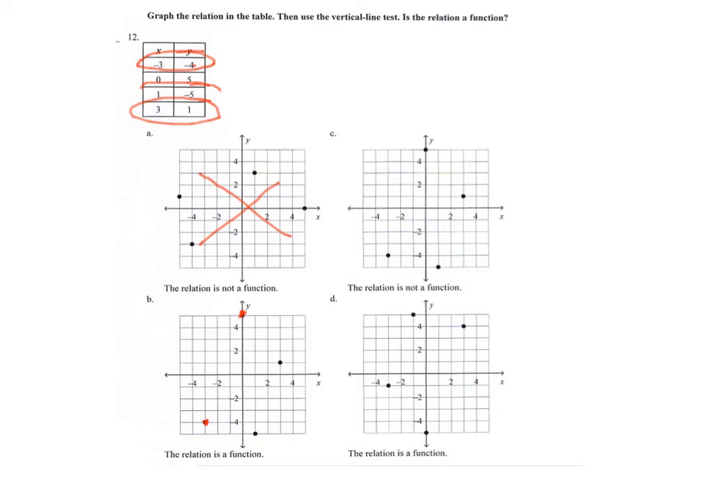Then I'm doing my vertical line. So if I take a vertical line and I drag it across, am I ever going to touch more than 1 point? Nope. So, looks like B is my answer.